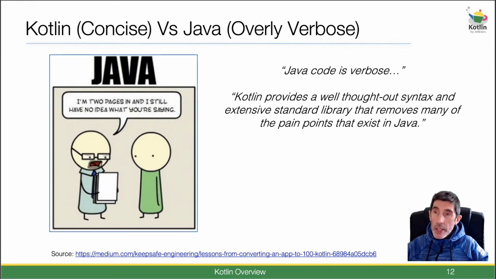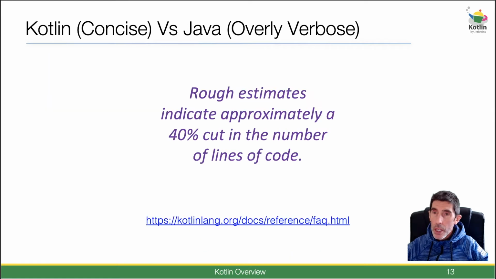Also, Kotlin provides a well thought out syntax and extensive standard library that removes many of the pain points that exist in Java. And again, as far as I know, most of you would have done Java at some stage, so you'll see the comparisons. You'll see a lot of similarities, which is a good thing, but you will see the differences, which are all positives. And again, that's just the source there, at the bottom of the page or up on medium.com there. Rough estimates indicate approximately a 40% cut in the number of lines of code, which is a fair reduction if you think about it. And again, that's on the kotlinlang.org site.